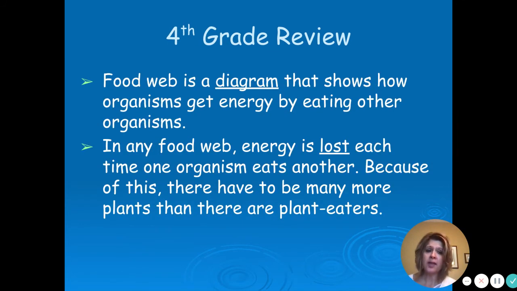Now, these are all review things that we talked about last year in 4th grade. A food web is a special diagram just for humans to explain what happens out in the ecosystem. It shows how energy is transferred or moved from one organism to another by eating. In a food web, energy is lost each time one organism eats another. Because of this, there has to be more plants than there are plant eaters, because plants provide the energy for the herbivores.